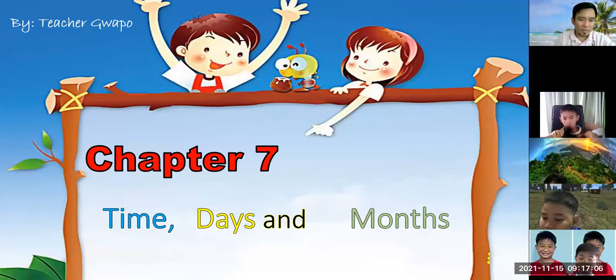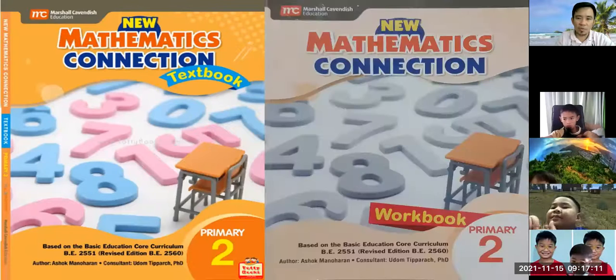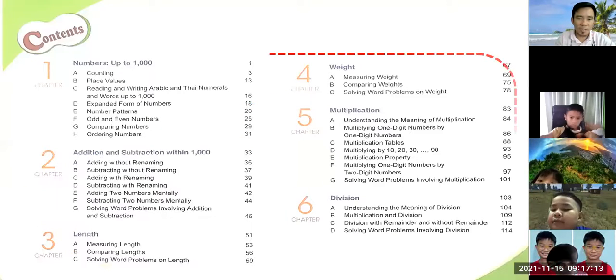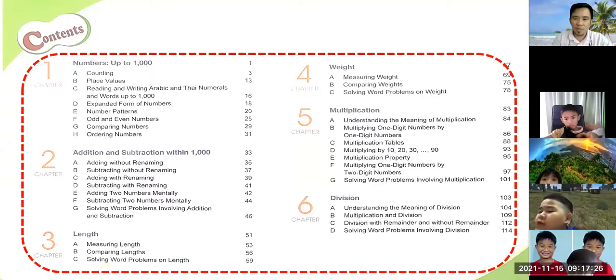Okay, so this is the book that we are using. This is our textbook and this is our workbook. So we are done with these 6 chapters from chapter 1 to chapter 6. Chapter 1 is about numbers up to 1000. Chapter 2 is addition and subtraction within 1000. Chapter 3 length. Chapter 4 weight. Chapter 5 multiplication. And chapter 6 is about division.